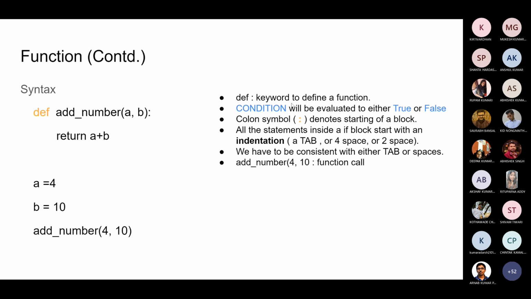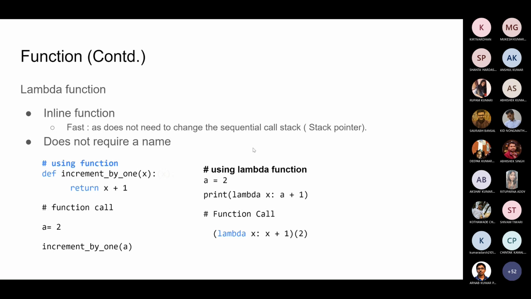Here the def keyword is used to define the function, and similar to the if else block, we have a colon symbol here, which denotes that this is a function block, and all the statements inside the block will be indented with a tab or 4 spaces or 2 spaces.